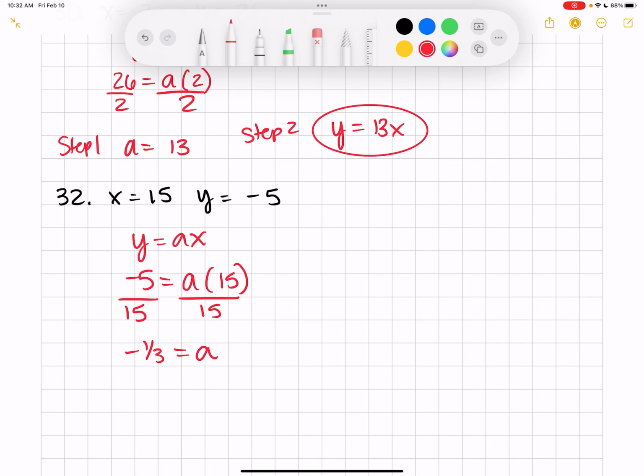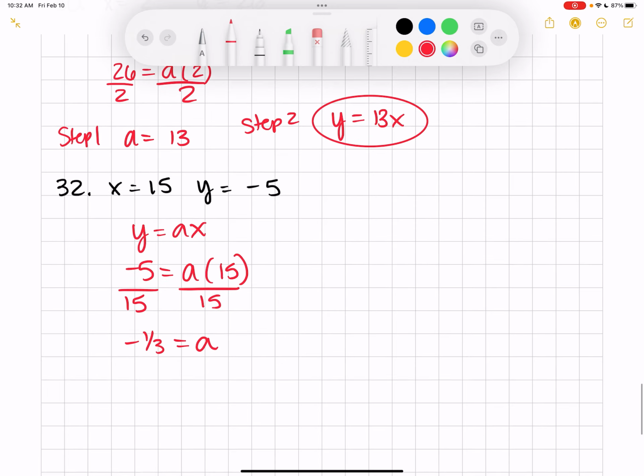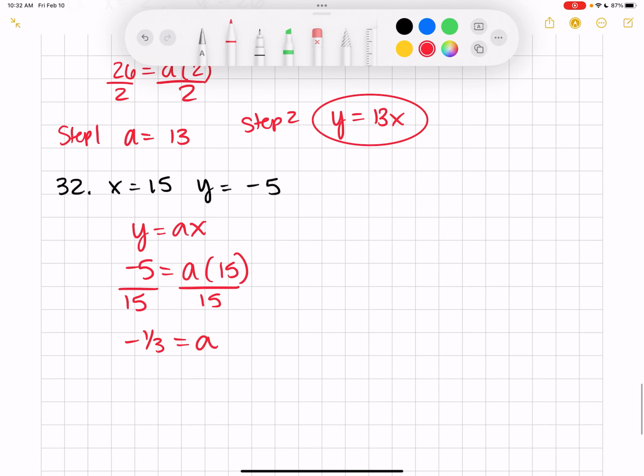So then my final equation would be what? y equals -1 over 3 x. Yep.